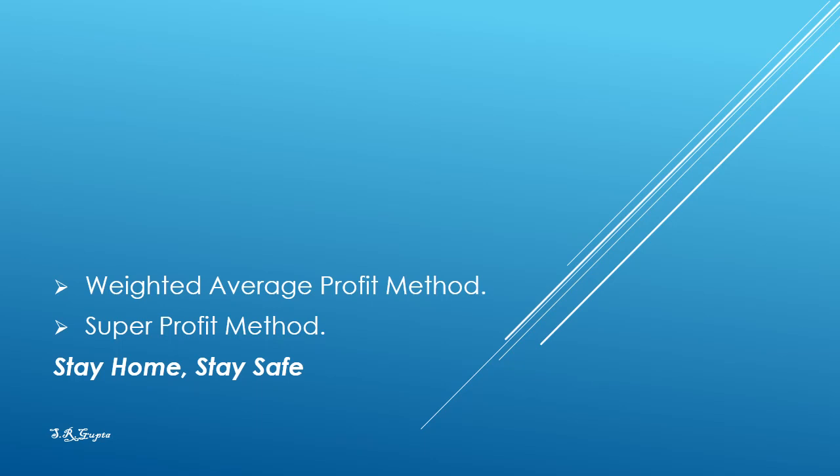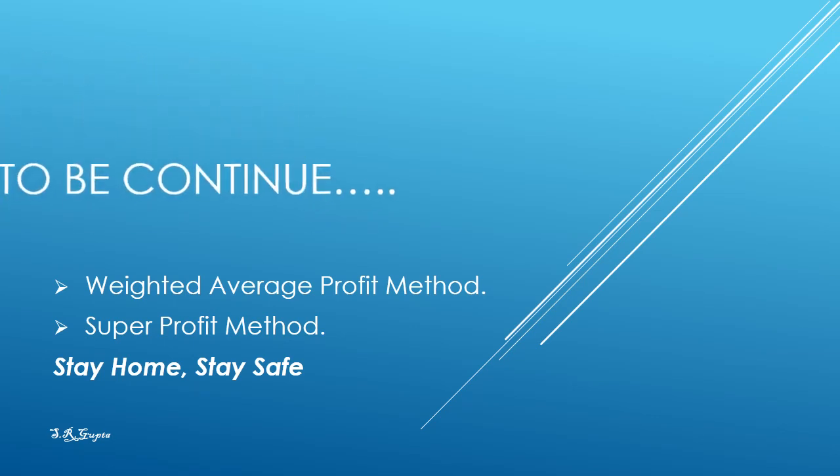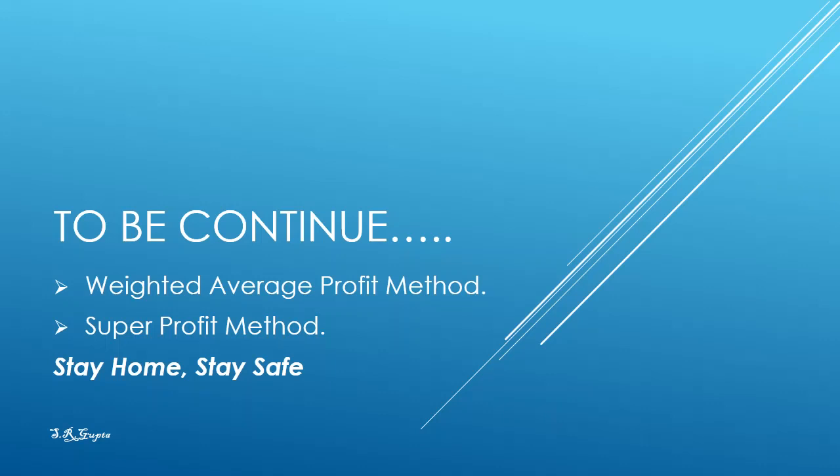So today we will end our class here. Let's recall what you have learned today. Today you have learned the definition of goodwill and one method to find goodwill. We'll continue our class in the next video. In the next video, we'll continue with the next two methods, weighted average profit method and super profit method.